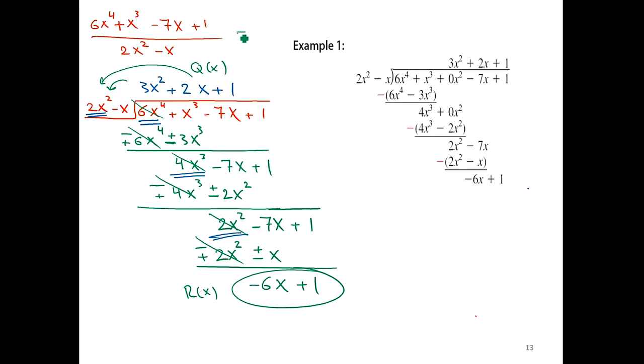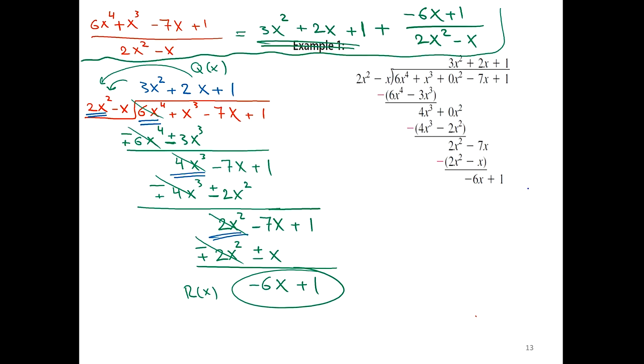So this one equals what? This is the q: 3x squared plus 2x plus 1, plus r over the divisor, where r equals minus 6x plus 1 over the divisor 2x squared minus x. So this is the result. Okay, any question? Any question?